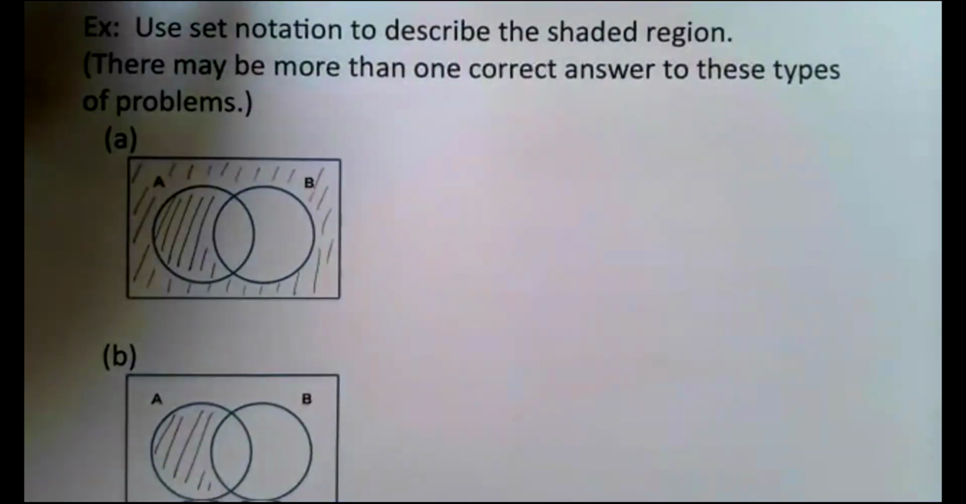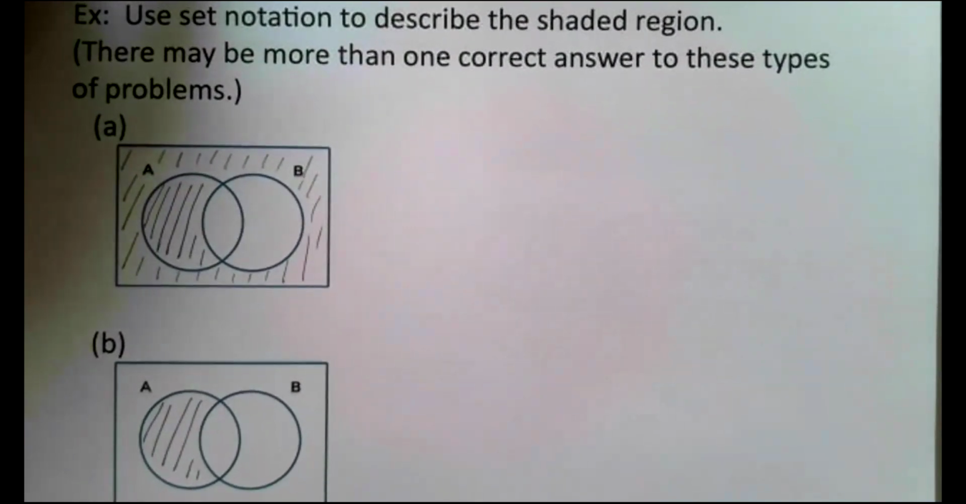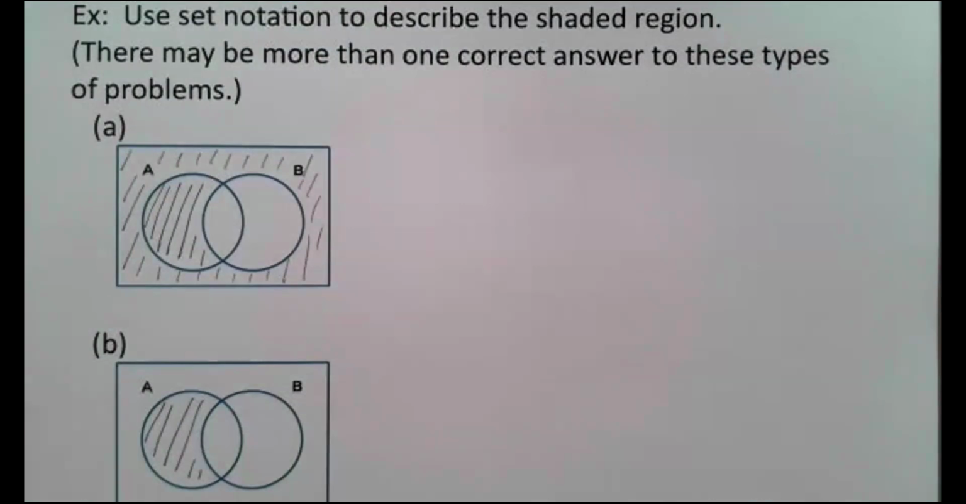For the last type of problem I would like to look at, we're going to reverse what we just did. I gave you the shading already, and I'm asking you to write the set notation. So it's the exact opposite of what we've just been doing. These are tough. And they're also tough because there might be more than one correct answer to these types of problems.